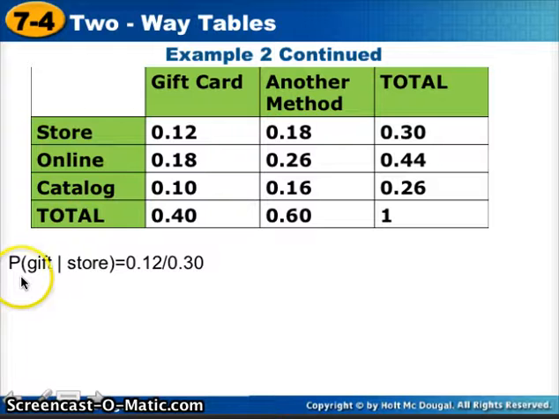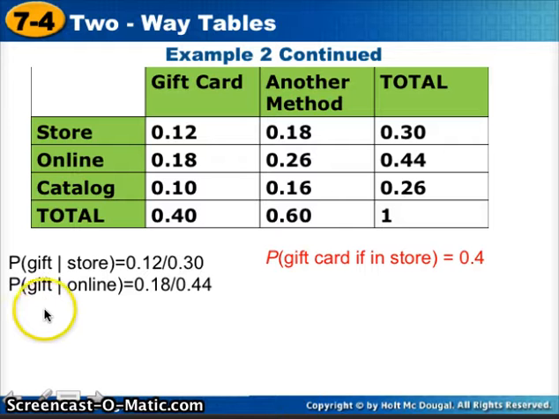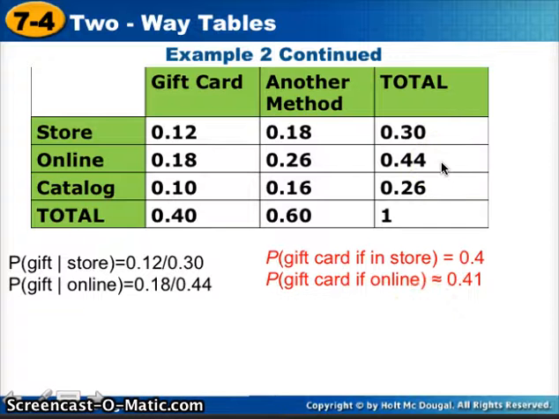The probability that someone bought with a gift card, assuming that they were in the store: we're going to divide these two numbers, and a gift card if in the store is 0.4. To find out if they used a gift card given that they were online, we come to the online category and divide the 0.18, which is how many people bought gift cards online, by the total for that category, which is 0.44, and gift card online is 0.41.